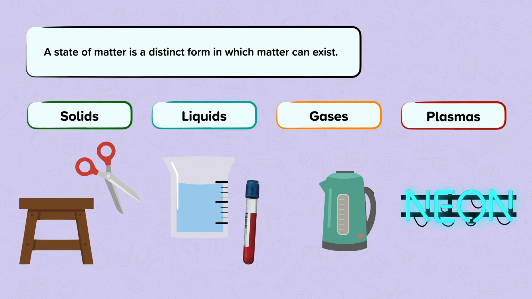Have a look round the room. How many solids, liquids, gases and plasmas can you see? What makes a solid a solid, or a liquid a liquid? How would you describe them to someone else?